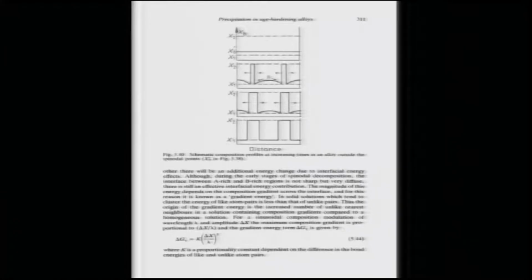Yes, gradient energy is given by this expression, delta G is equal to K delta x by lambda square, where delta x is the amplitude of the fluctuations and lambda is the wavelength. That means delta x by lambda is basically nothing but a compositional gradient, is it not? Because one is the composition, the other is the length. So that tells you a compositional gradient, and the square of that multiplied by a factor gives you the delta G gamma, that is the interfacial energy or gradient energy term.